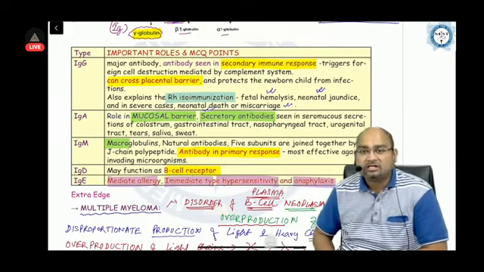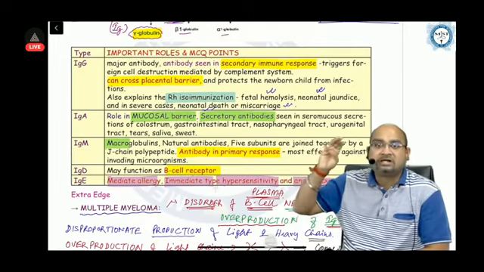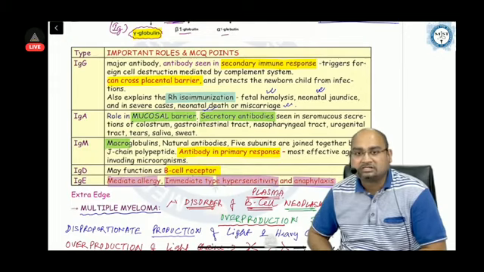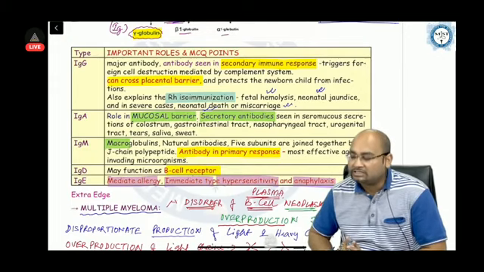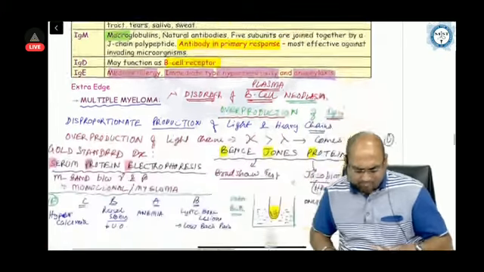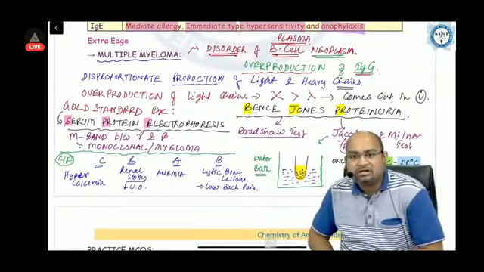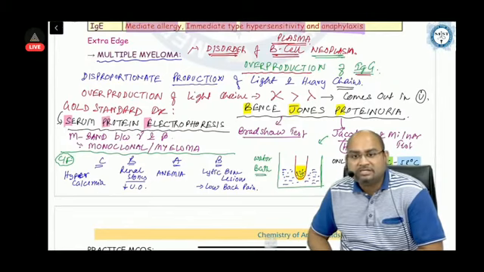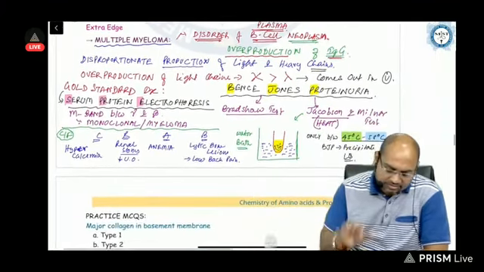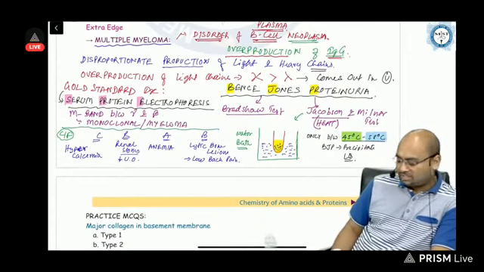IgE, my dear friend: immediate type of hypersensitivity, allergic reaction as well as anaphylaxis reaction. Important point: most abundant is IgG, but largest size is IgM. Multiple myeloma, please try to understand multiple myeloma. It is a disorder of B cell neoplasm. Multiple myeloma, please try to understand, this is a disorder of B cell neoplasm.